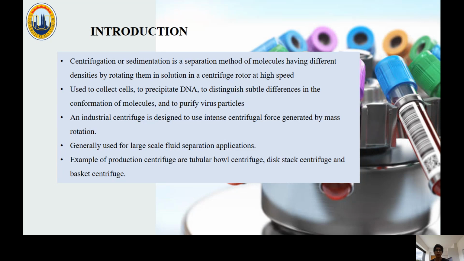and industrial centrifuges use intense centrifugal force generated by mass rotation. Industrial centrifuges are generally used for large-scale fluid separation applications. Some examples of production centrifuge are tubular bowl centrifuge, disc stack centrifuge, and also basket centrifuge.